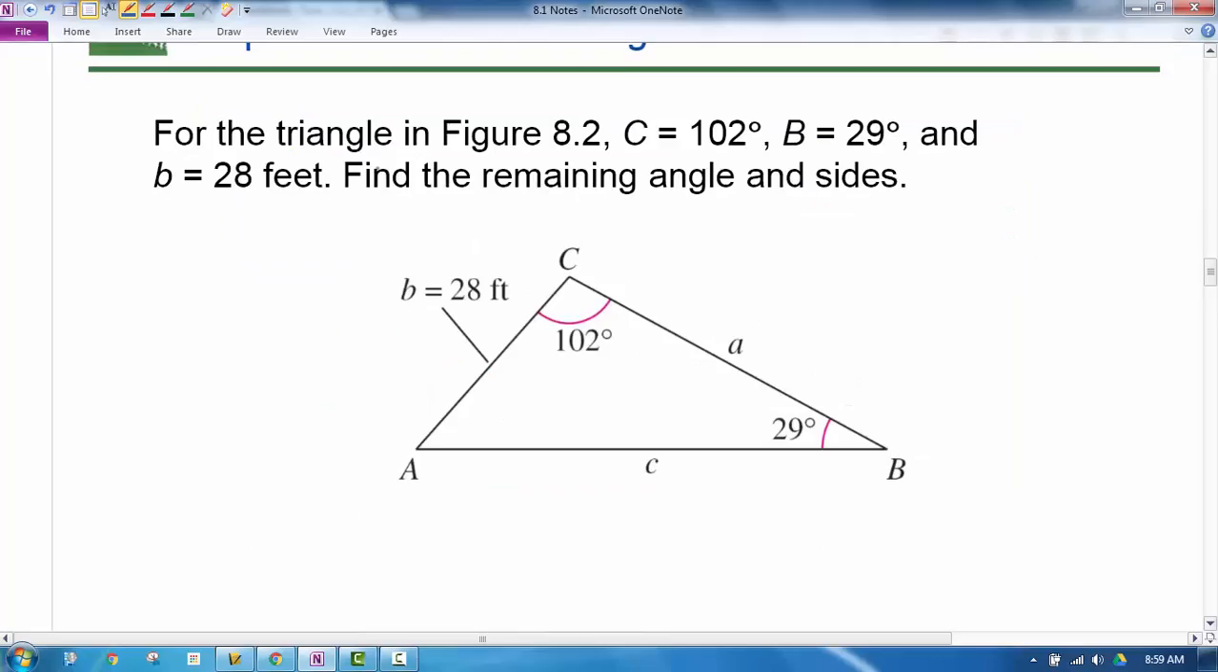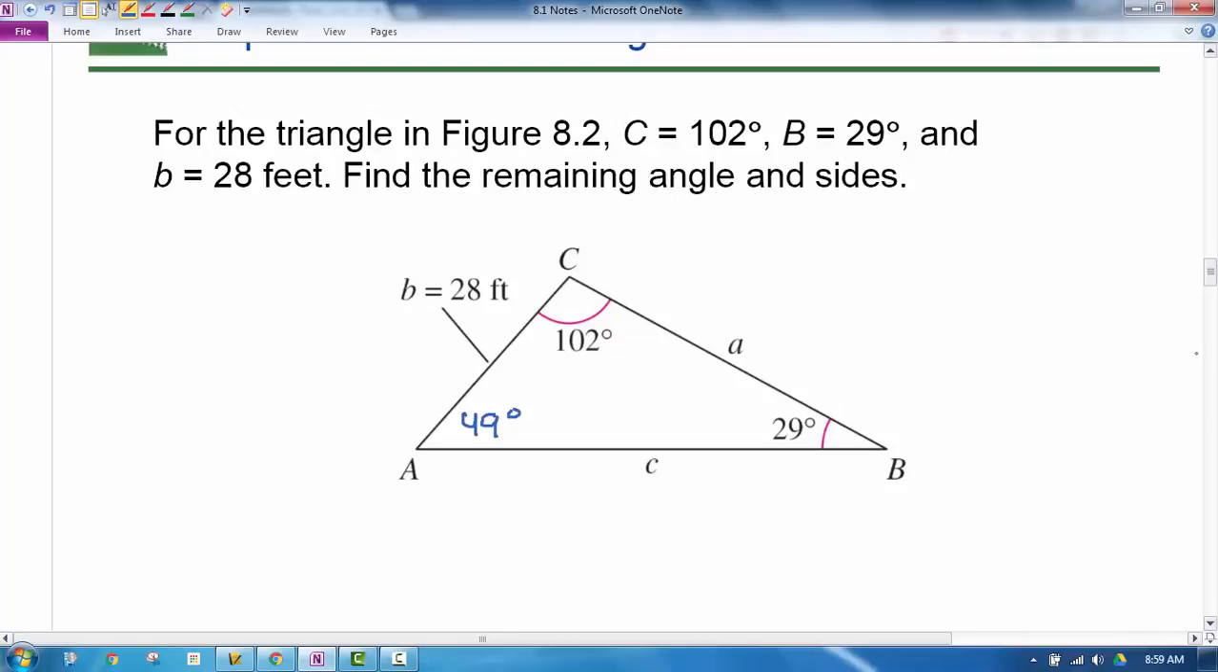So here's an example then. Let's take a look at this triangle, and we're told that C is an obtuse angle, 102. We're told that B is 29 and that side B is 28. We want to find the remaining angles and the remaining sides. The first thing we can do is take 180 and subtract these two right here to find the third angle. If we do 180 minus 102 minus 29, we get 49 degrees.